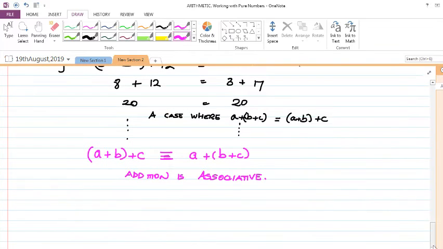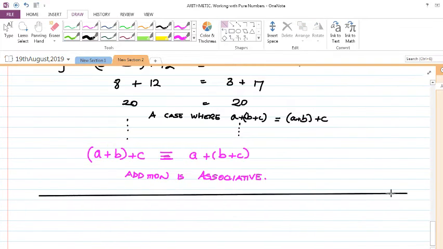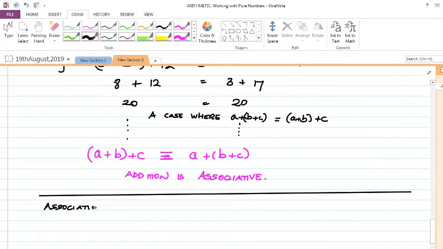Now, I want to make this very clear. I'm going to combine. Okay. I'll look at subtraction now and division. If I can find one case, let's see. We'll look at subtraction and division. So again, we're going to investigate associativity in subtraction.